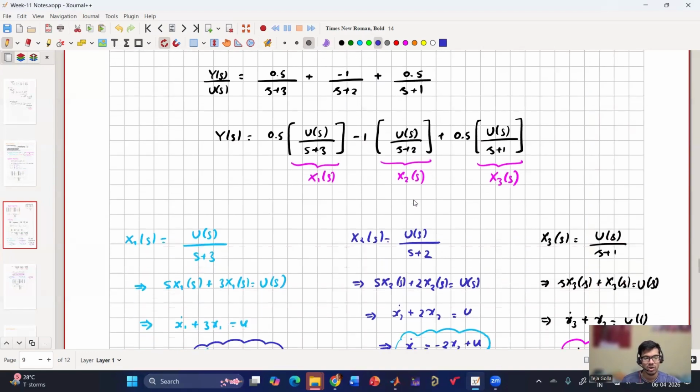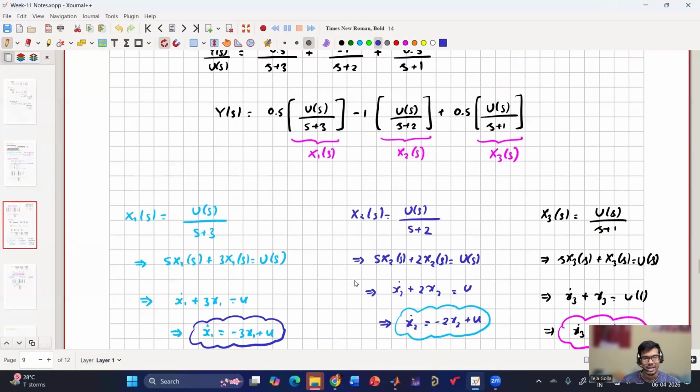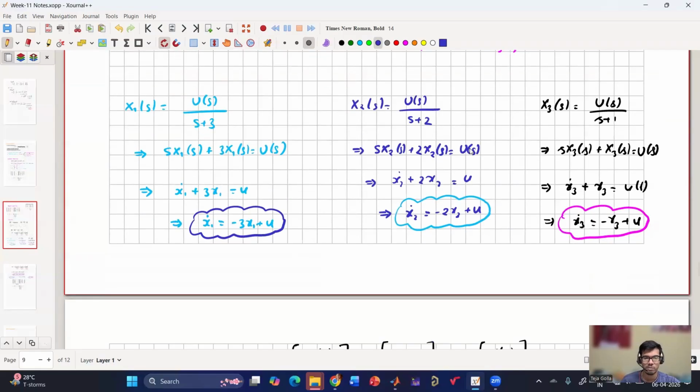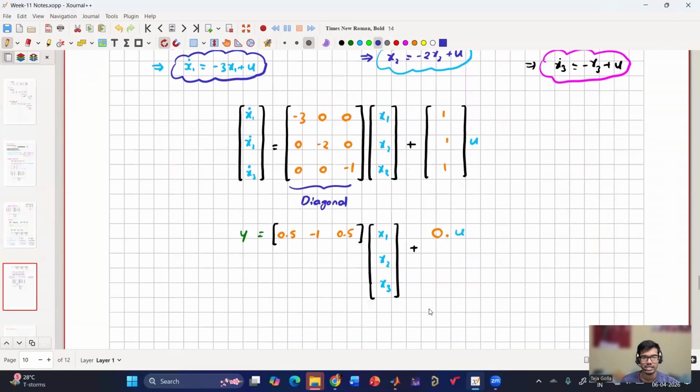Now individually we have solved, and since these are separated, x1 is not dependent on x2 or x3 and vice versa. So all of them are basically decoupled. In this case, we have obtained our x1 dot, x2 dot, x3 dot equations. Similarly, y is also a function of x1, x2 and x3, so once we write the matrix, we will get it in this way. So we have represented the same transfer function in three ways, which are respectively controllable canonical form, observable canonical form, and diagonal form.